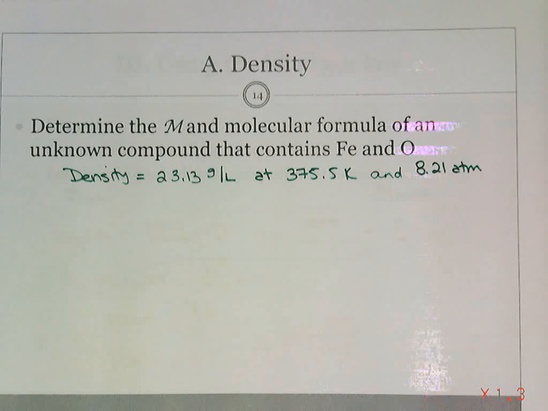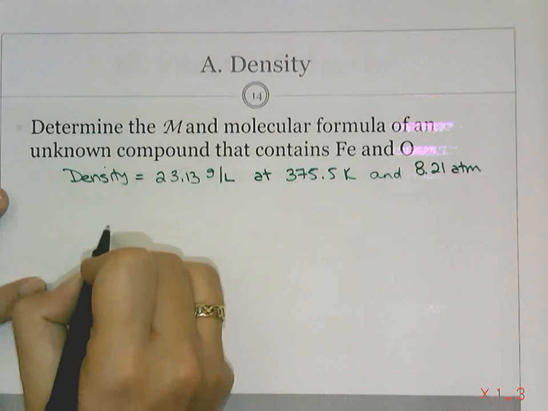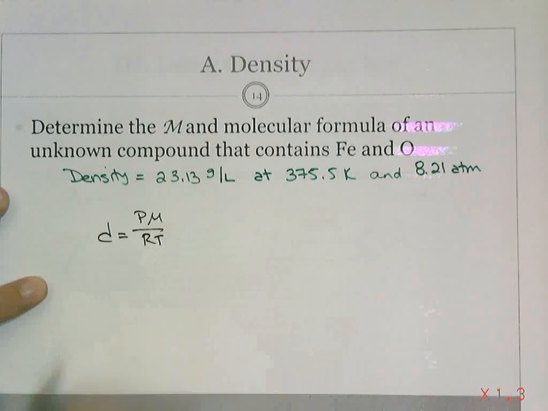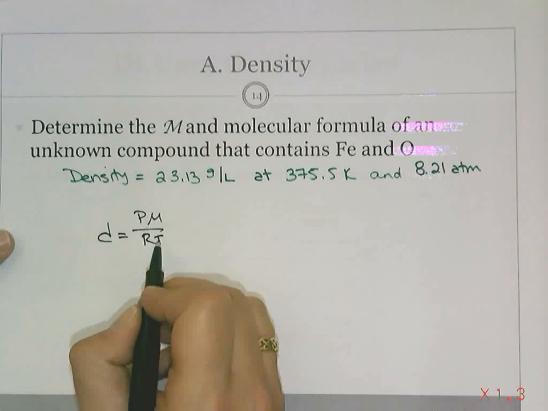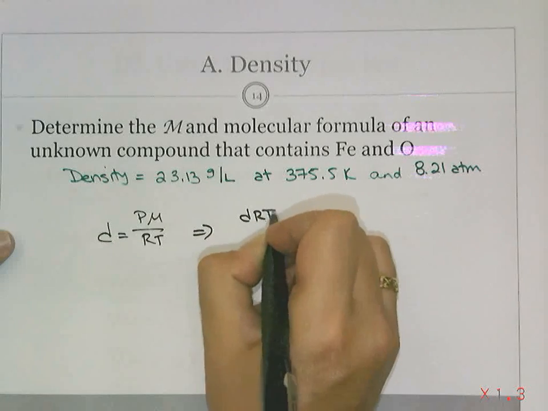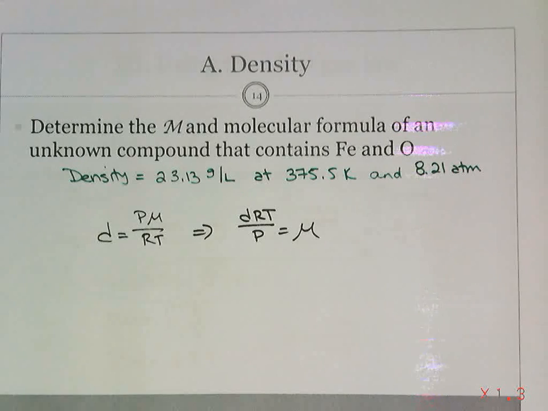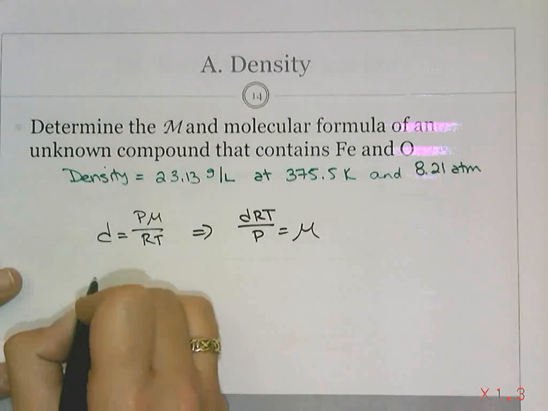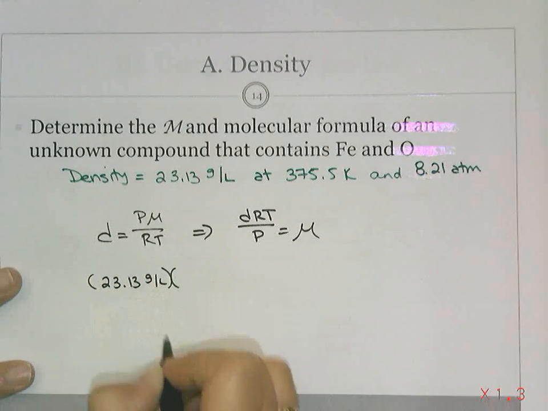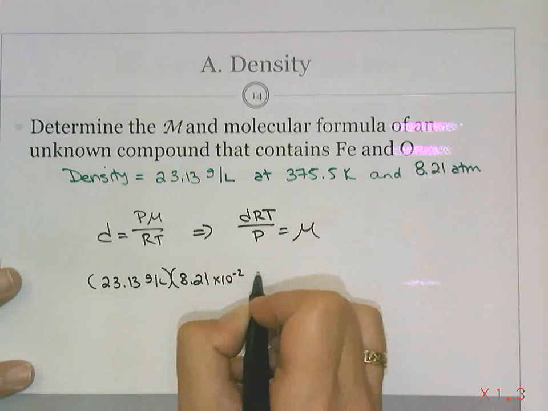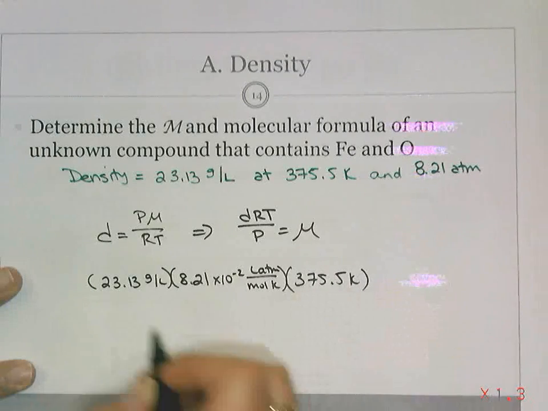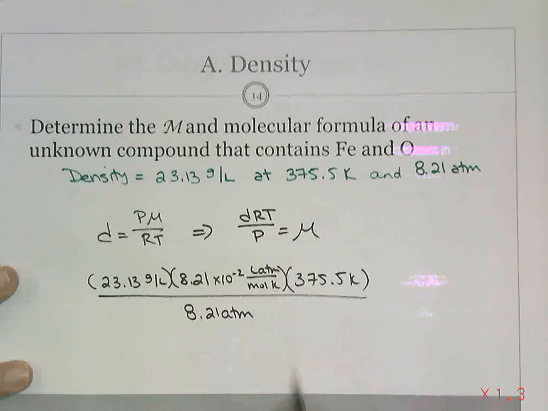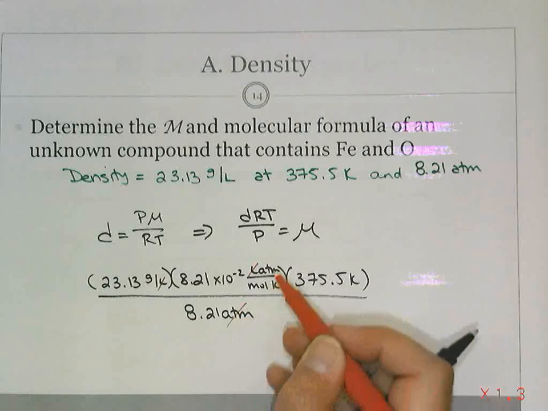All right, so we want to use the equation we just developed on the previous page. D equals PM over RT. I'm plugging in things we have and then figuring out the molar mass. Since I want to know the molar mass, I'm going to rearrange this so that molar mass is by itself. I'll multiply RT times D and divide by P. And then I can plug in everything I know from the problem. So I got 23.13 grams per liter times the gas constant times the temperature, 375.5 Kelvin, all over 8.21 atmospheres. If I look at things that cancel out, liters and liters, atmospheres and atmospheres, Kelvin and Kelvin, I'm left in grams per mole, which is what I want for molar mass.